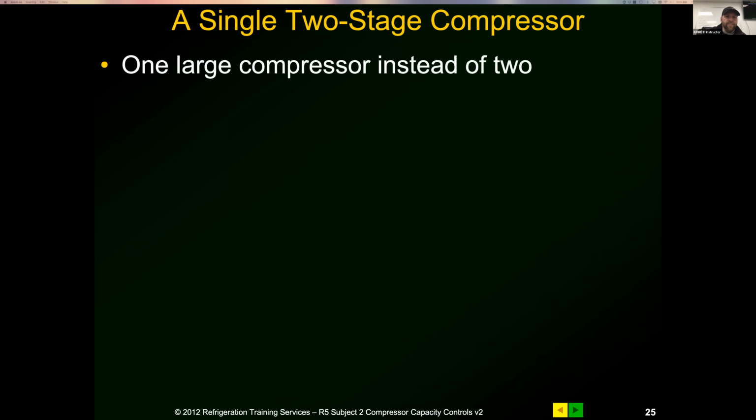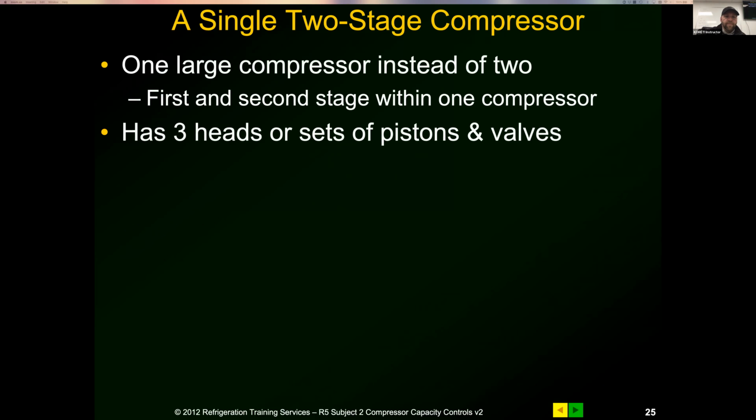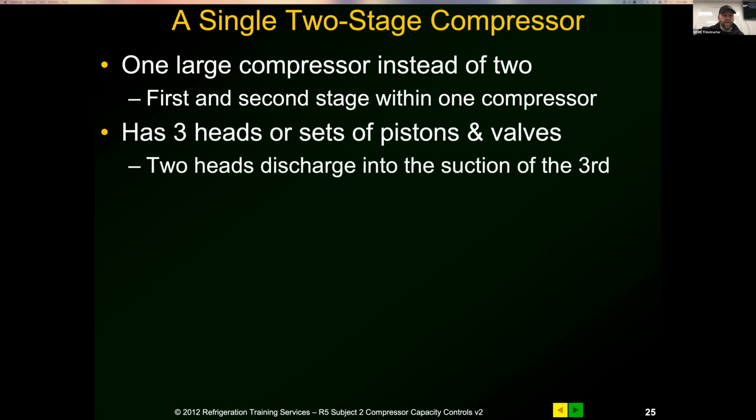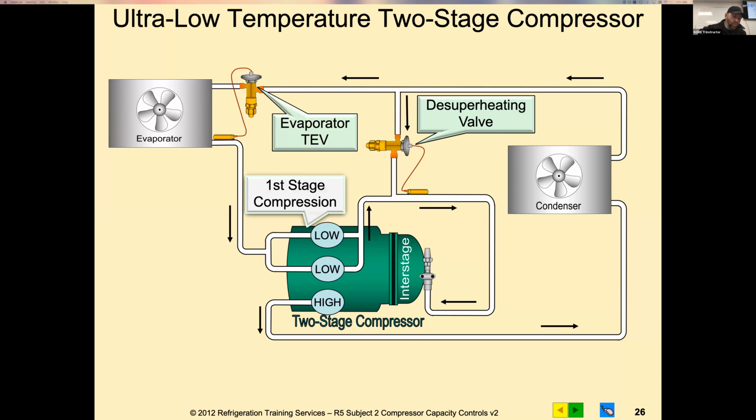A single two-stage compressor, one large compressor instead of two, first and second stage within one compressor, has 3 heads or sets of pistons and valves. 2 heads are discharged into the suction of the third. Ultra low temperature two-stage compressor. So this is one compressor, 3 heads.